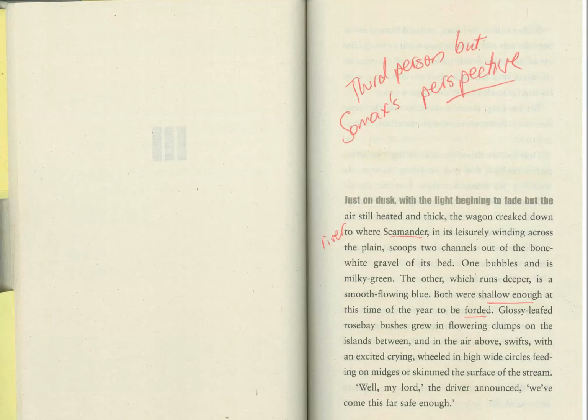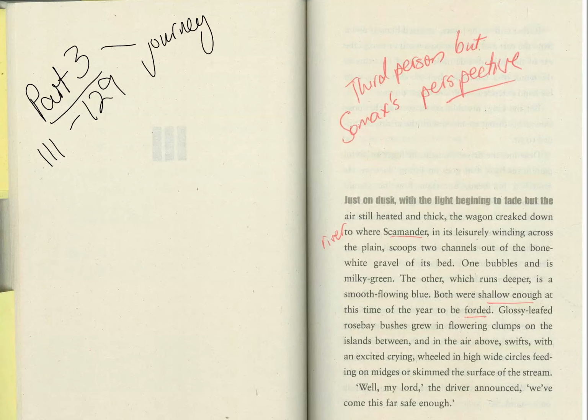Hello, Year 12 students. We're about to enter part 3 of Ransom, and this first section is from page 111 to 129. Just to remind you, part 3, the subheading I give it is Journey to the Greek Camp. We met Somax at the end of part 2, the ordinary man, the carter, who was tasked with transporting the treasure and King Priam to the Greek camp.